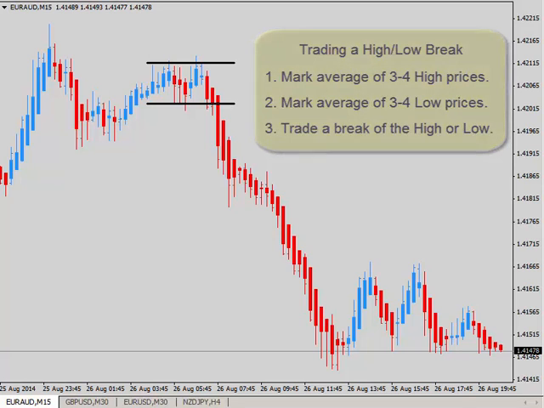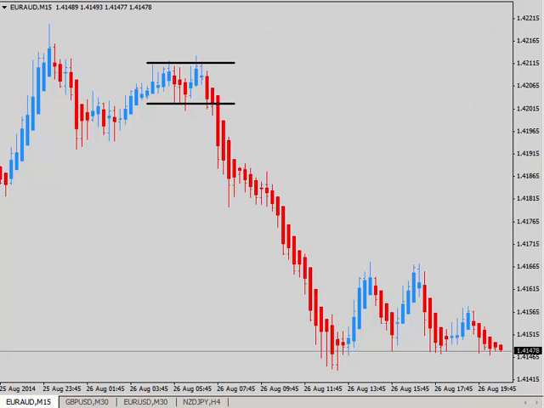Well, we had just that happen overnight in the Euro Aussie. What I'm noting here in the Euro Aussie, again, I have my average price bars on the chart, and you can see that we have average highs here. Now you'll notice first and foremost that I don't have the highest high, nor do I have the lowest low. I average them. I look at 3 to 4 bars and find that average high, and look at 3 or 4 bars and look for that average low.